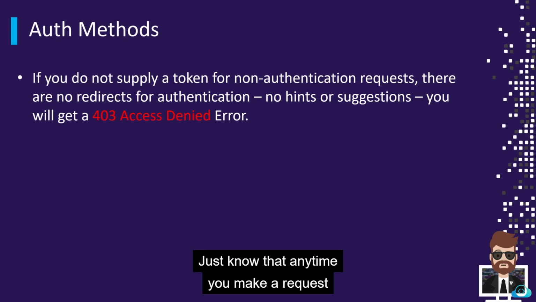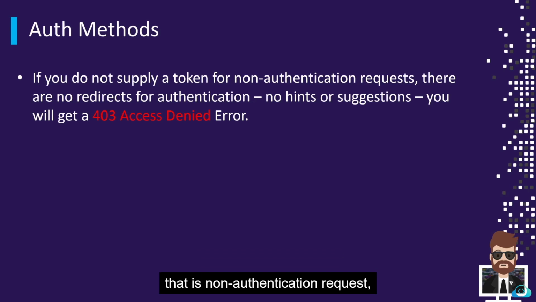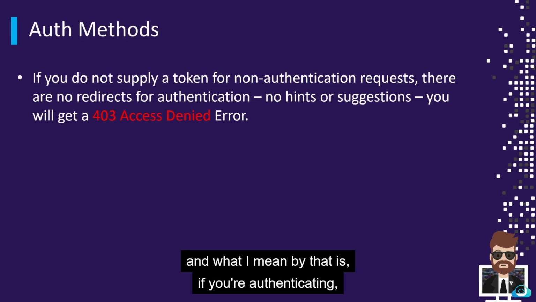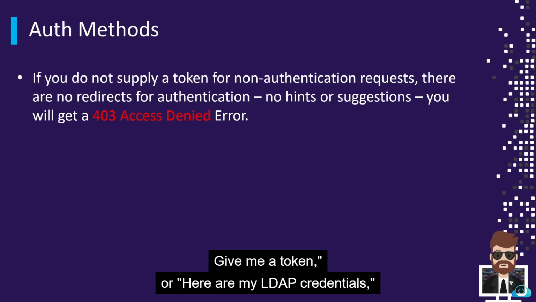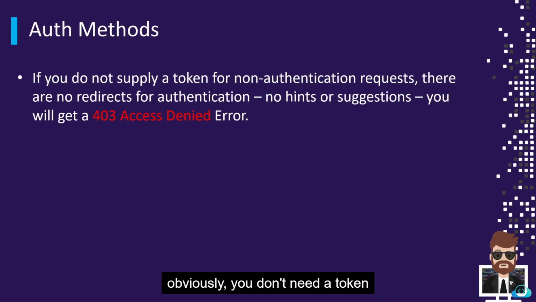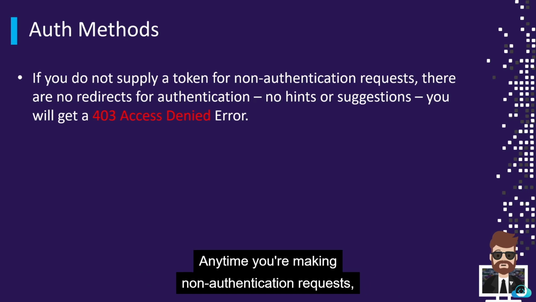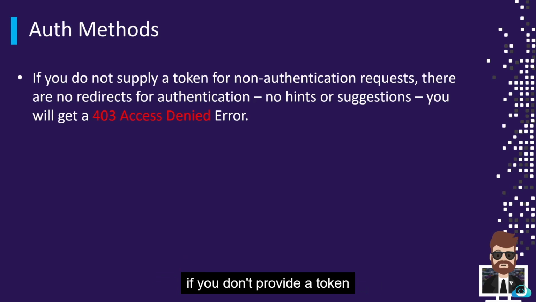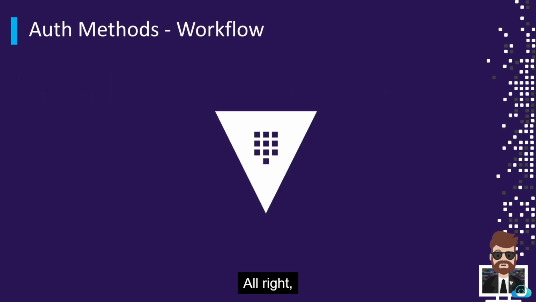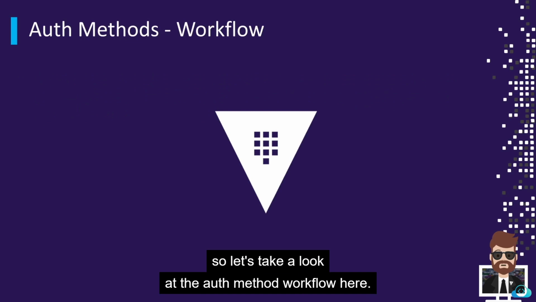So just know that anytime you make a non-authentication request, and what I mean by that is if you're authenticating, you're going to Vault and saying, hey, here's my username and password, give me a token, or here are my LDAP credentials. Obviously, you don't need a token for those types of requests because you're trying to get a token. So anytime you're making non-authentication requests, that's when you'll get a 403 access denied error if you don't provide a token or you don't provide a valid token.